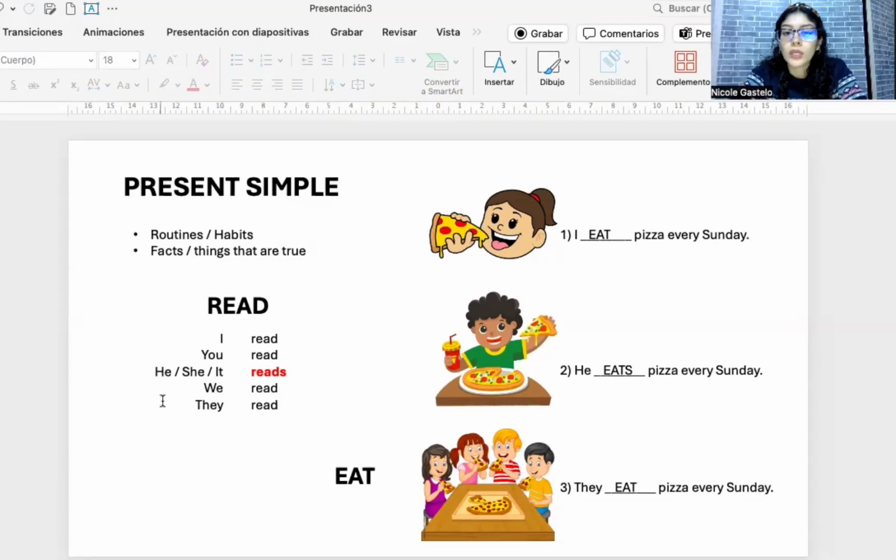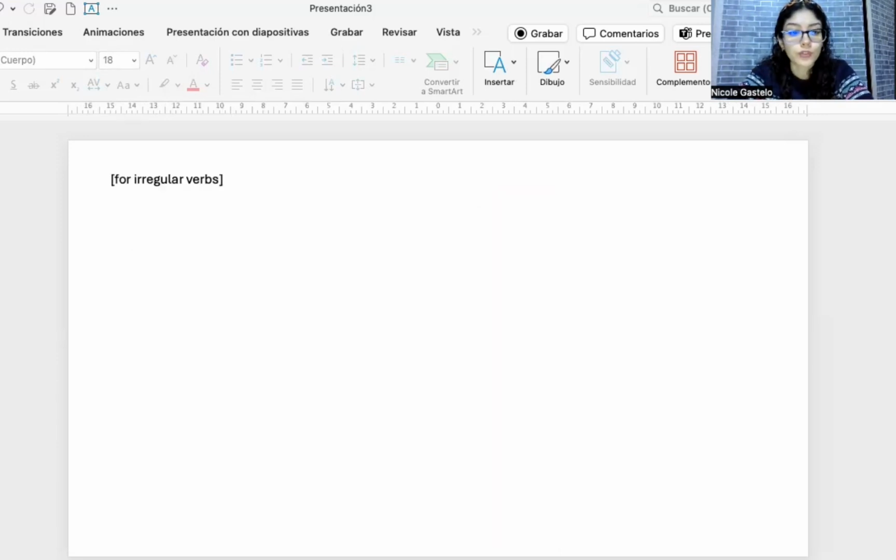So this is why we need to always remember what the rule says. For pronouns he, she, or it, we will add the letter S at the end of our infinitive verb. But this only happens for regular verbs. What happens in case of irregular verbs, and what are the irregular verbs? Let's bring our pronouns. I'm going to introduce you one of the most common irregular verbs. Yes, you know it, I know it. It is the verb to be.